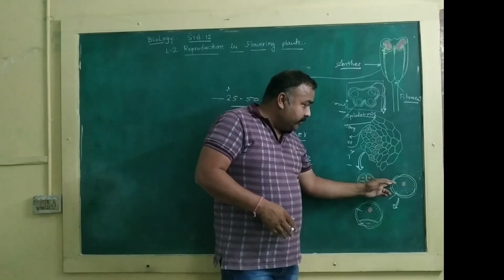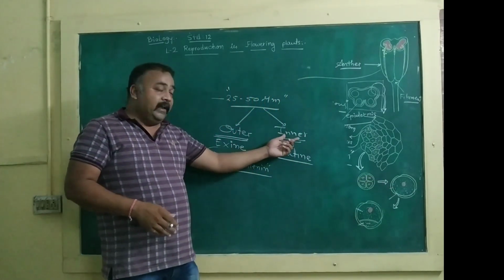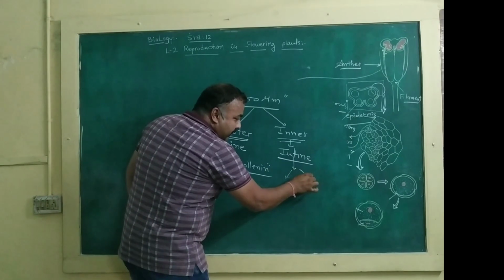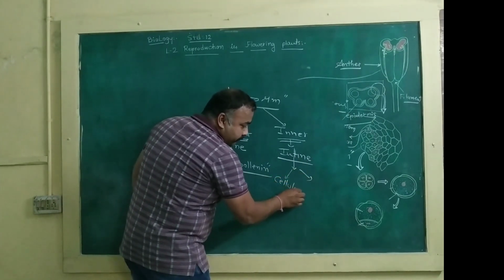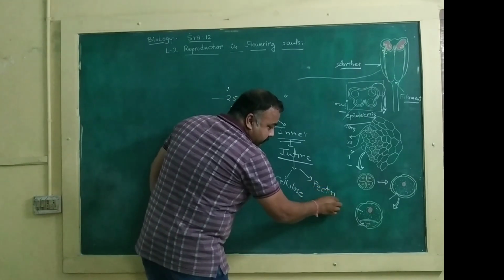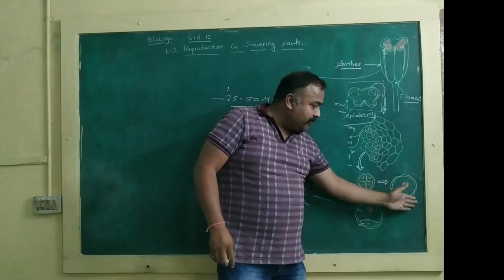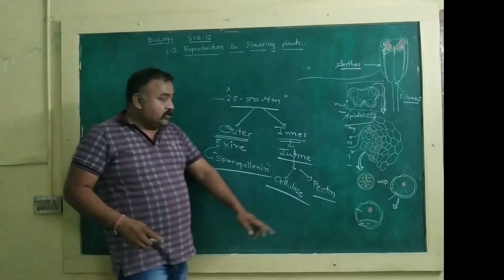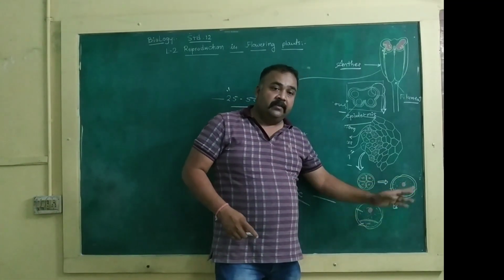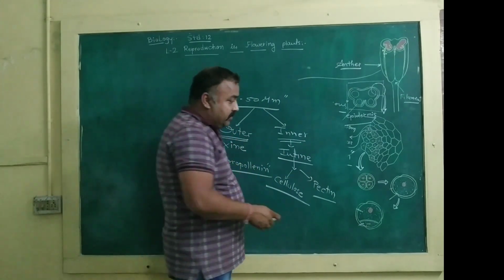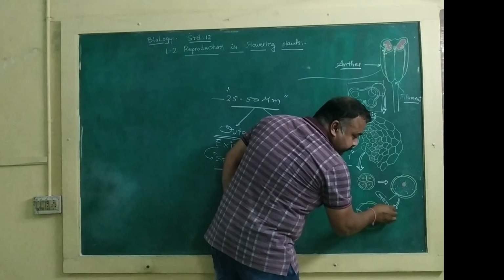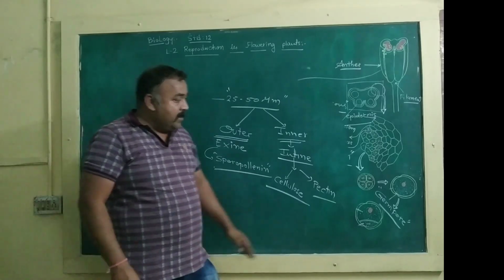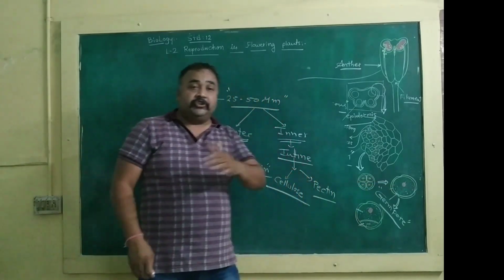Now the inner layer is known as intine. The intine contains cellulose and pectin. Now if you see the outermost surface, at some places on the surface of the pollen grain, sporopollenin is absent. Those places are known as germ pores. Germ pore is the region from where the pollen tube will develop during the germination of pollen grain.